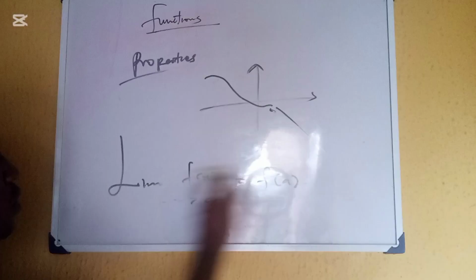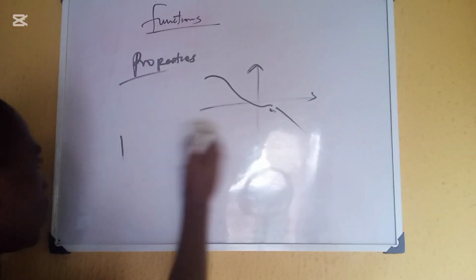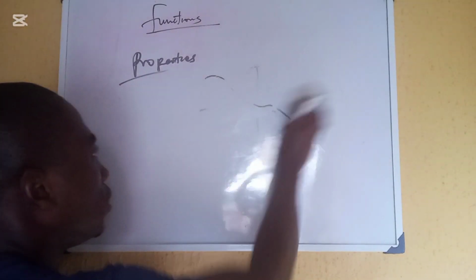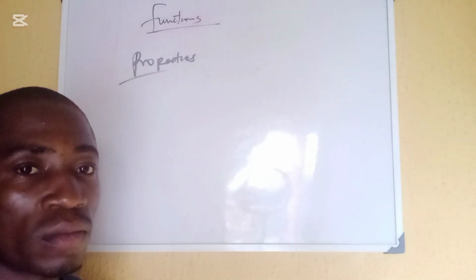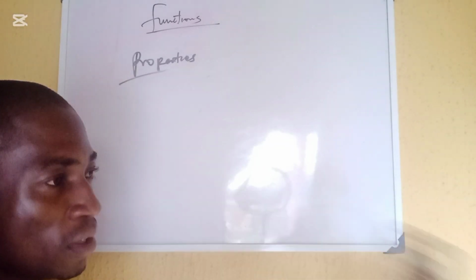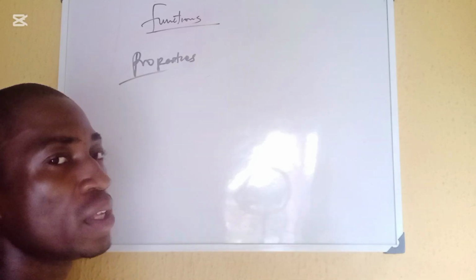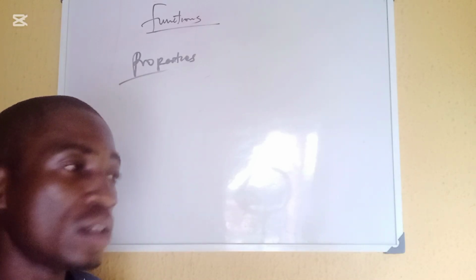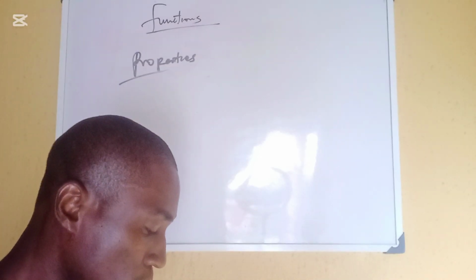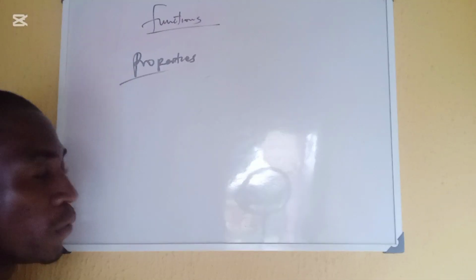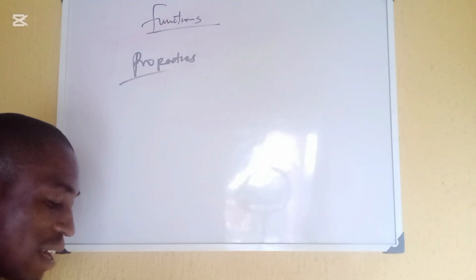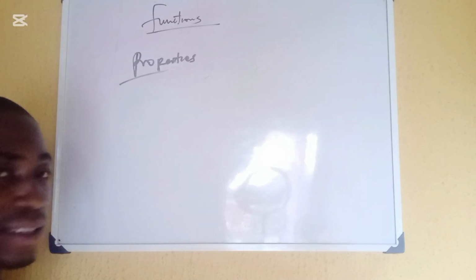The next property I want to talk about is differentiability. A function is said to be differentiable when it has a derivative at every point in its domain. So when there is a derivative for the function at every point in the domain, that means the function is differentiable. Then we have what we call even functions and odd functions. An even function is symmetric about the y-axis.